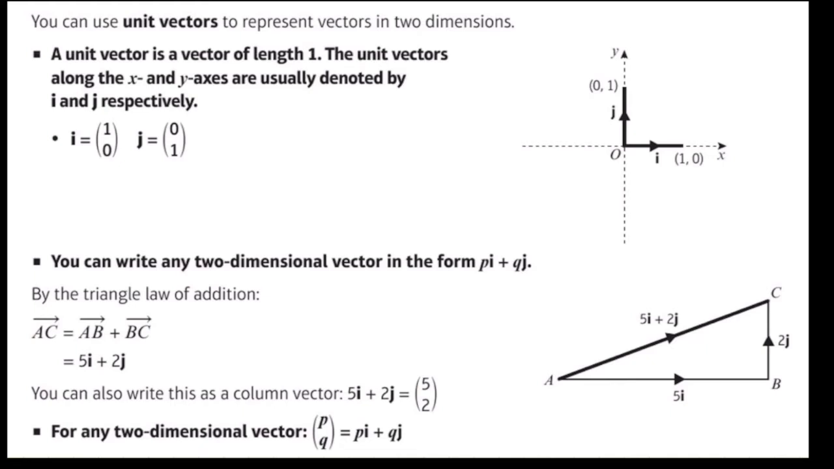Unit vectors, which I'll now refer to as IJ notation, is a vector of length 1. A unit vector in the x direction is i and the y direction is j. Or i is (1, 0) and j is (0, 1). Any two-dimensional vector can be written in the form pi plus qj. For example, 5i plus 2j. That would be 5 in the x component, the i component, and 2 in the y component, or the j component, as we can see in this diagram here.